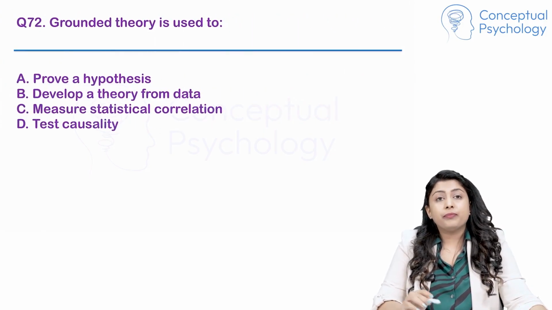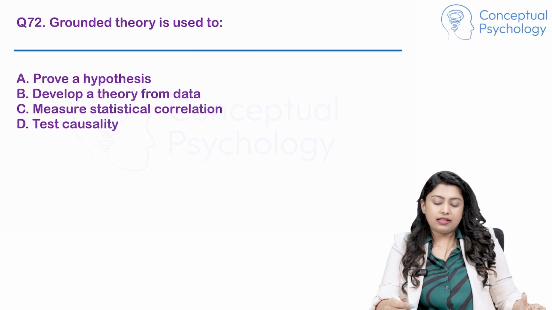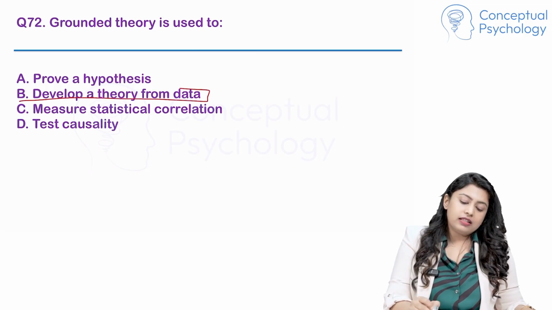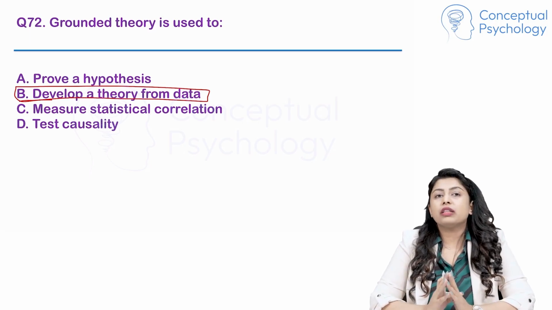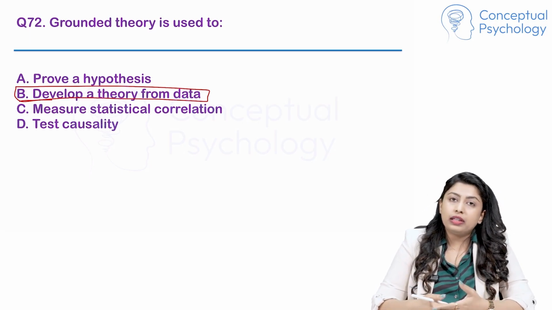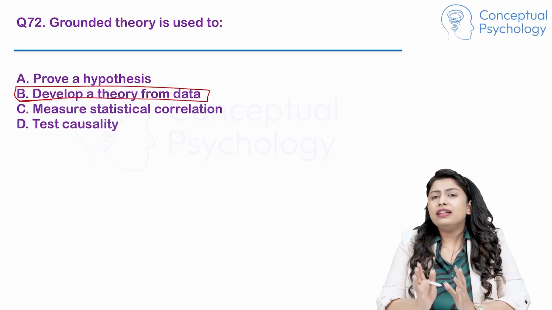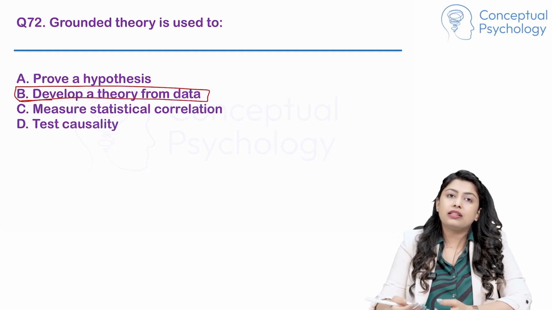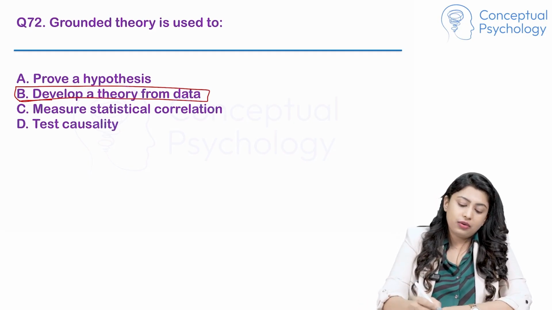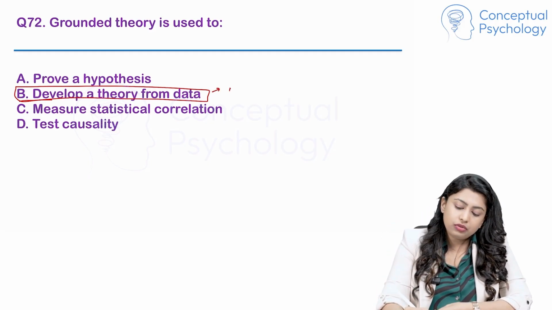Now, grounded theory is used to prove a hypothesis, develop a theory from data, measure statistical correlation, or test causality. The correct answer is B. So, grounded theory is a qualitative research methodology that aims to develop theory that is grounded in systematic collection and the analysis of data. So, rather than testing the existing theories, it generates new theoretical frameworks from the data itself through integrative analysis. Okay, so here rather than testing the existing theories, we are generating new theoretical frameworks.